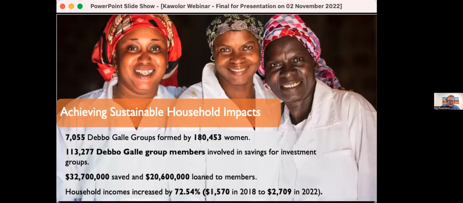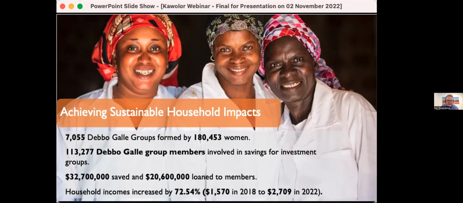Now, these groups came together and saved money, and the money saved is $32,700,000, of which $20,600,000 was loaned to members for different activities. And these would be gardening, chicken coops, and other typically income generating activities. The groups come together and decide whether the project that a member would like to do is worthwhile, and then they make the loan.